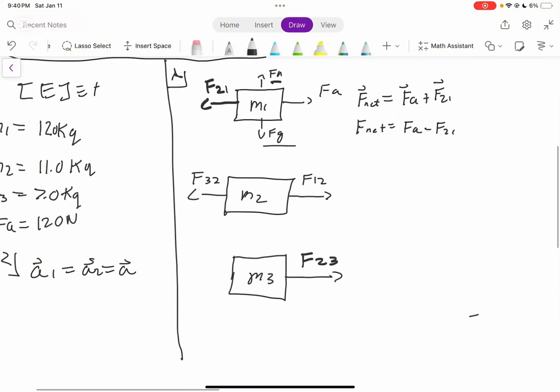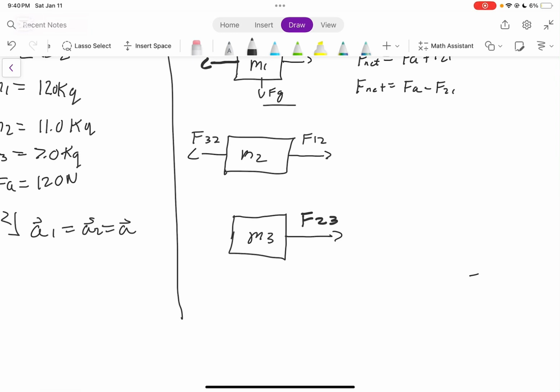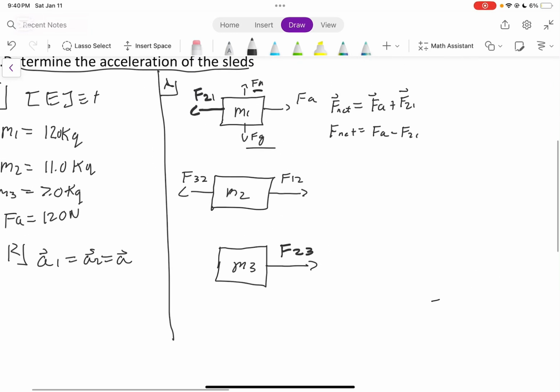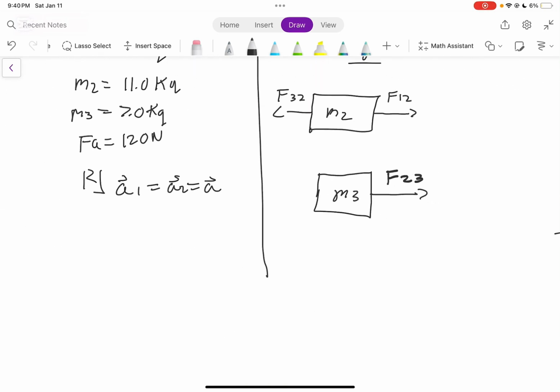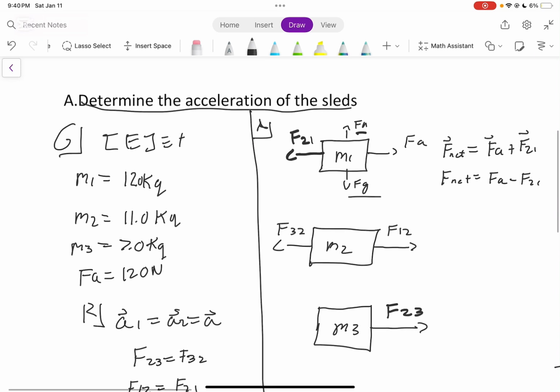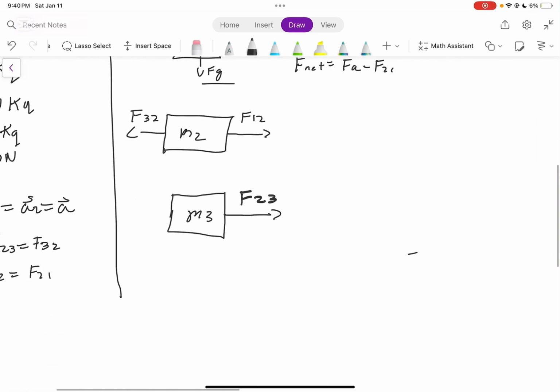Correct? Another key thing to notice about these forces is that action-reaction pairs are again equal to each other. So we can also put that here. We can put force of 2 on 3 is equal to force of 3 on 2. Force of 1 on 2 is equal to force of 2 on 1. They're all equal. So that's something to keep in mind.